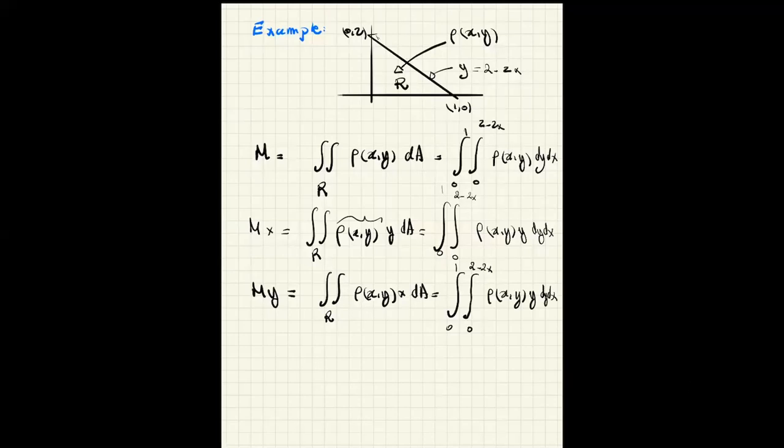Now you can choose any functions, ρ, x, y, and compute these three quantities, and then by the end of the day, you just have to divide. x bar will be this divided by m, and y bar will be My divided by m, and that's the answer.